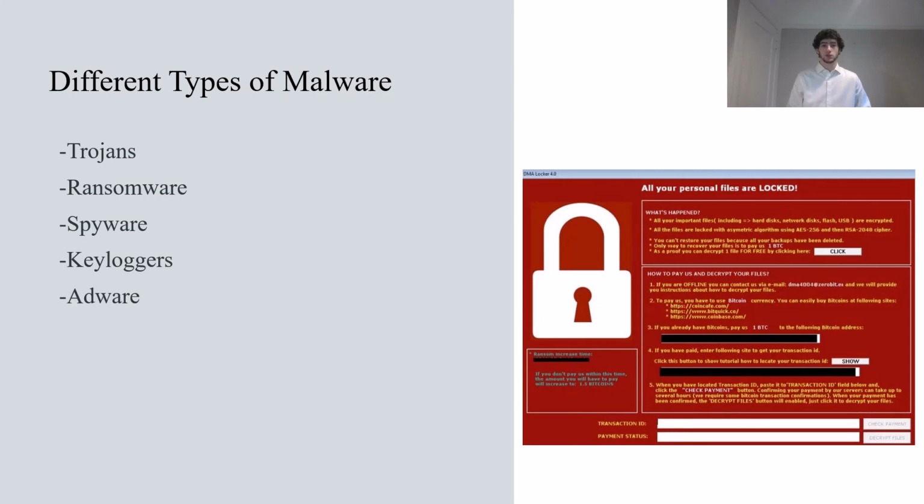Trojans, such as the Trojan horse, disguise themselves as something else. Trojans are more commonly found on pirated software sites. Ransomware, which I have included a picture of on the screen, encrypts your data into file formats that you cannot access. You either have to completely start over or you have to pay the ransom.